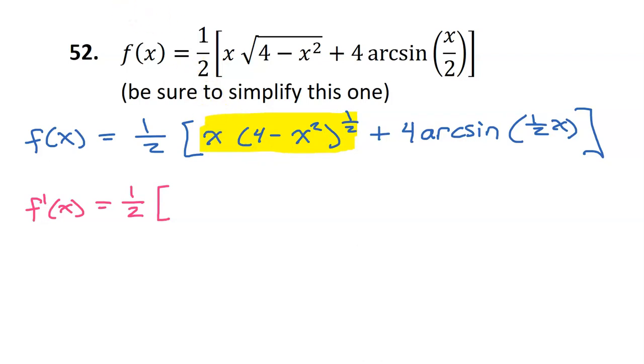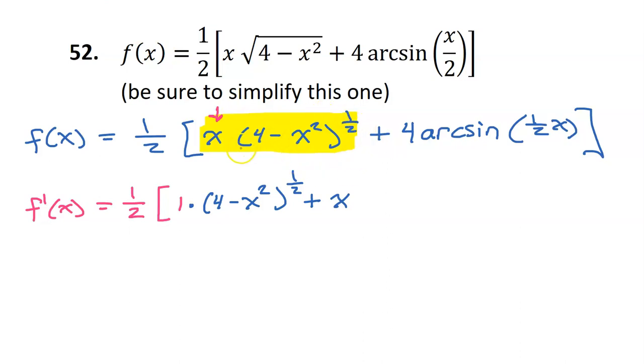So for the product rule, I take the derivative of the first factor, which is 1, and I leave the second factor alone. So I have 4 minus x squared to the 1/2 power. But then I put a plus and I go through it again. The second time through, I leave the first factor alone, and then I take the derivative of the second factor. However, the second factor is going to require the chain rule.